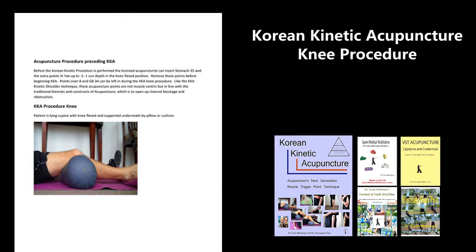Like the shoulder technique, these acupuncture points are not muscle centric, but in line with the traditional theories and constructs of acupuncture, which is to open up channel blockage and obstruction. So here is the procedure with the knee. The patient is lying supine with the knee flexed and supported underneath by a cushion or pillow.